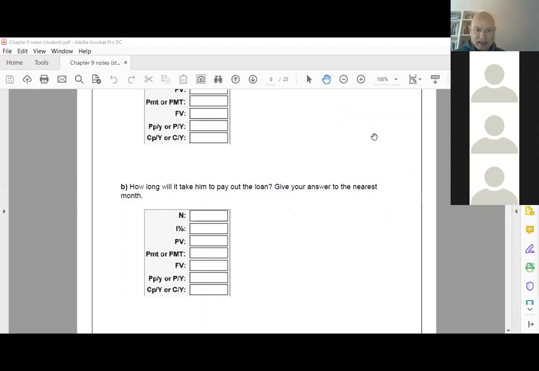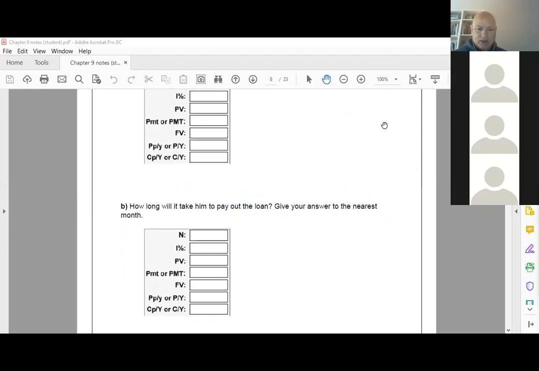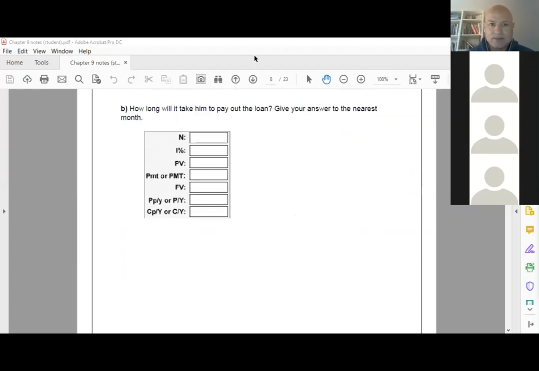Part B, how long will it take him to pay out the loan? Give your answer to the nearest month. Okay, so N is what we're trying to find here. How long it is going to take to pay out the loan. So I'll leave N as a blank. That's my question mark.